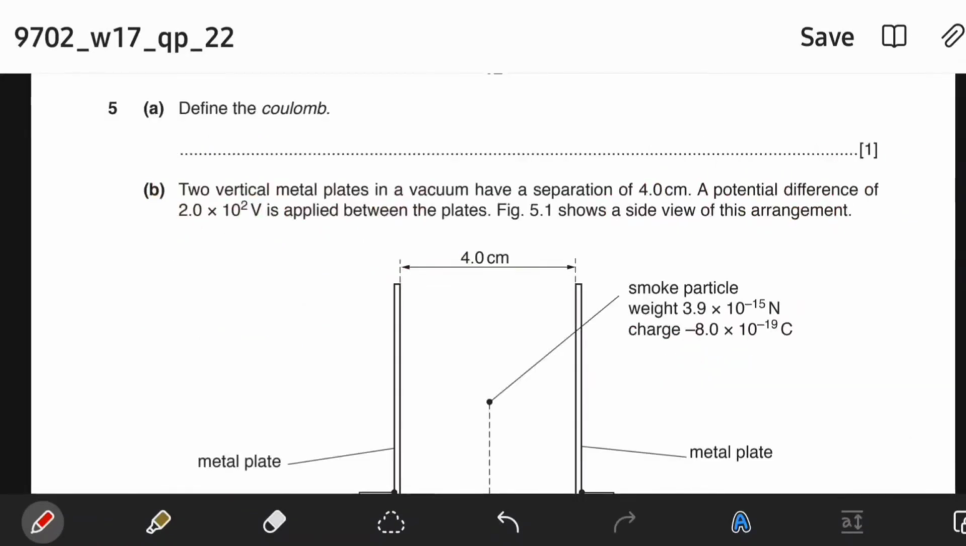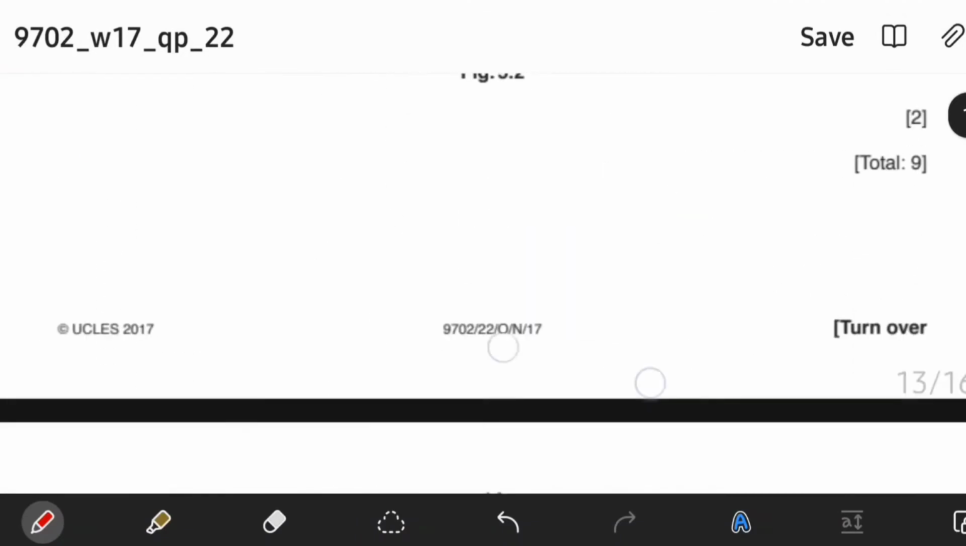I am skipping question 5 because it is from the electric fields chapter, which is not a part of the AS level physics syllabus anymore. So let's move on to question 6.